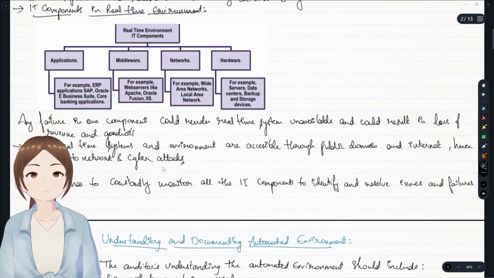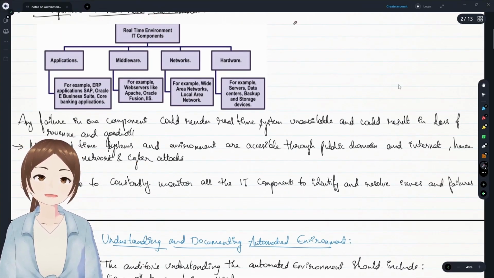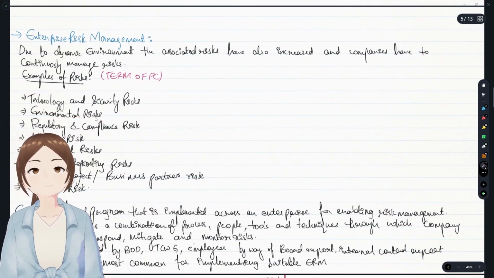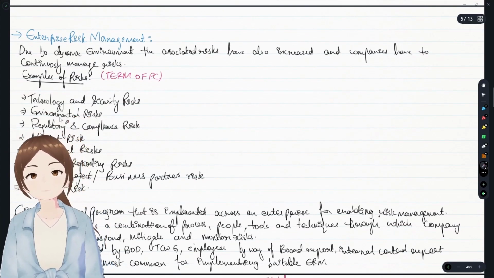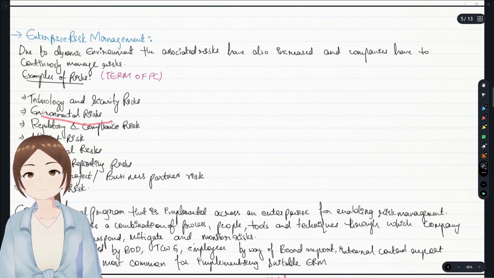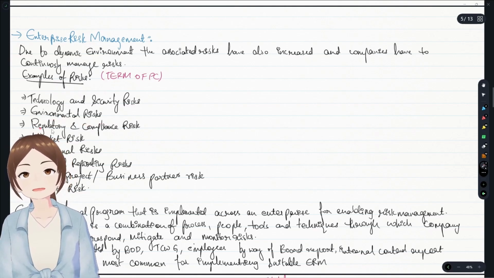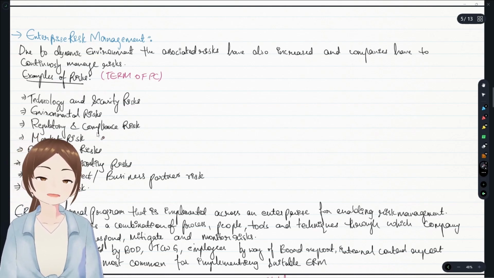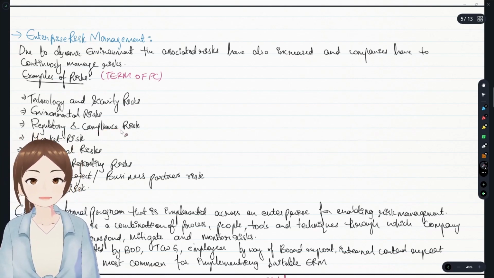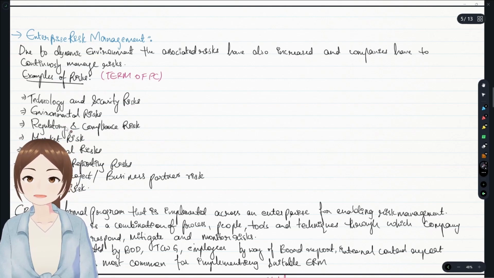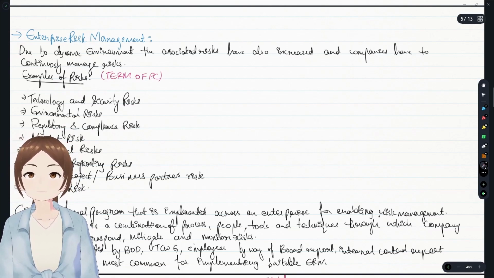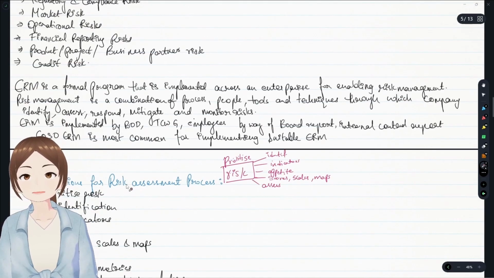Here, what they have said: network and cyber attacks, that is the security of data. Environmental risk is for the carbon footprints, and regulatory compliance. When there are regulators, we have to comply with something, so compliance risk also exists whenever there is a regulation. Market risk, operational risk, financial risk, credit risk, etc.